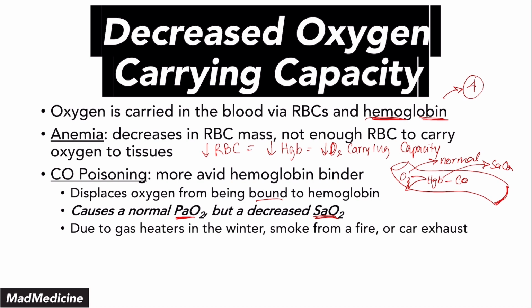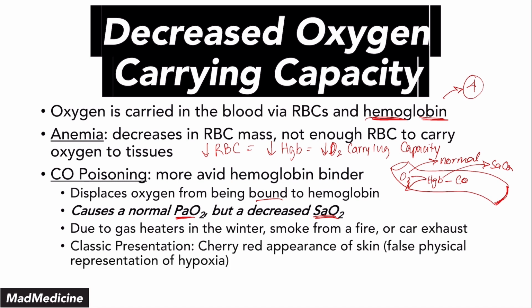Very straightforward. So the classic presentation, this is pretty high yield for your exams, is going to be someone with a cherry red appearance. The reason why this is very important is because this is a false physical presentation. If you look at their face, they're not going to have blue lips. They're not going to seem like they are hypoxic. And that's because their PaO2 is normal. This is the reason why it's false. But they're actually not getting enough oxygen to the tissues because hemoglobin is not binding oxygen, and therefore they are still hypoxic. They're going to have a cherry red appearance of the skin, of the lips, but they're going to have low oxygen saturation levels, all because of the fact that they have carbon monoxide poisoning.